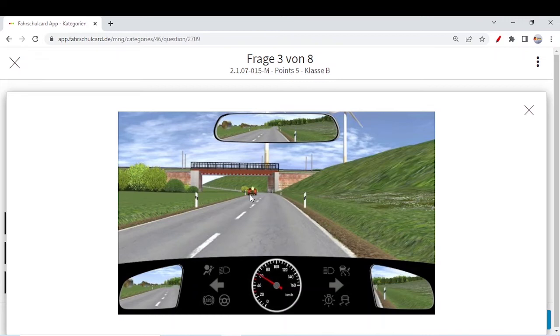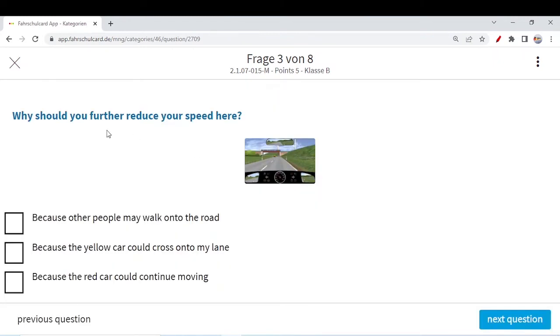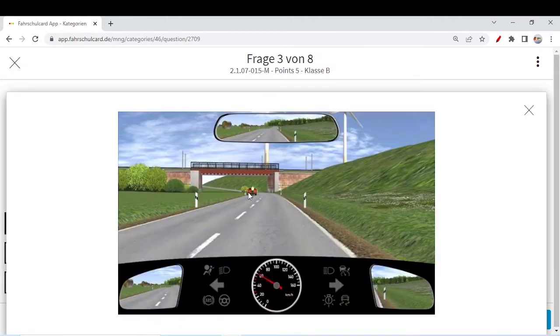onto your lane. Definitely that car will try to bypass this car and will somehow come onto your lane. That's why you have decreased your speed from 100 to 60. So why should you further reduce your speed here? Because other people may walk onto the road. Yes, because maybe there are some people in the car, and now they will come out on the roadway because the car is not working properly, some technical problem.